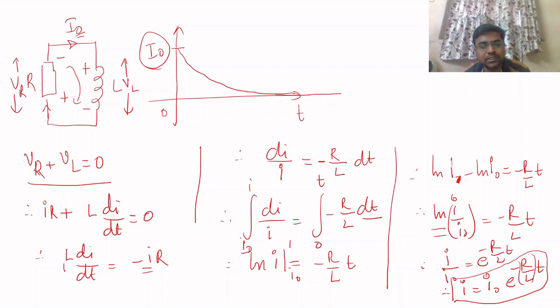So this is all about the series RL circuit when we have some initial current in the circuit and we don't have any source.